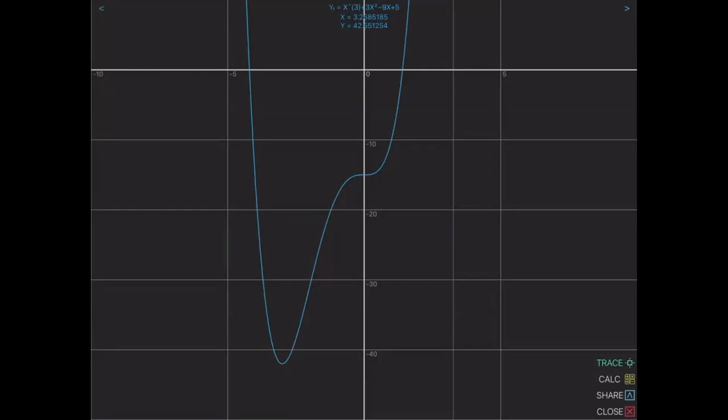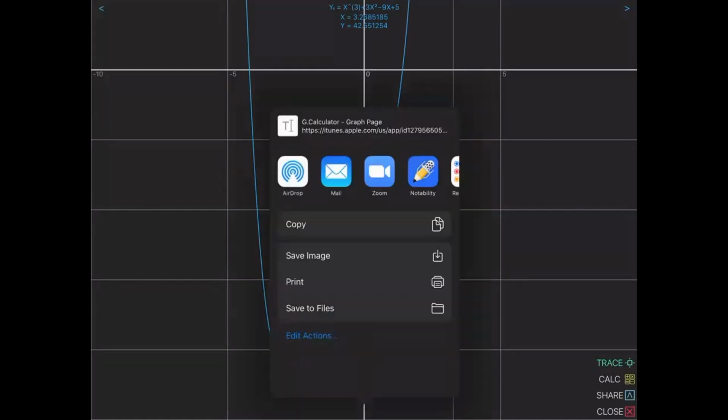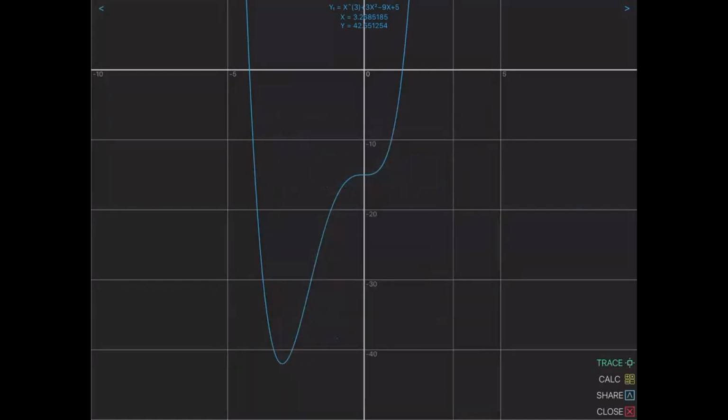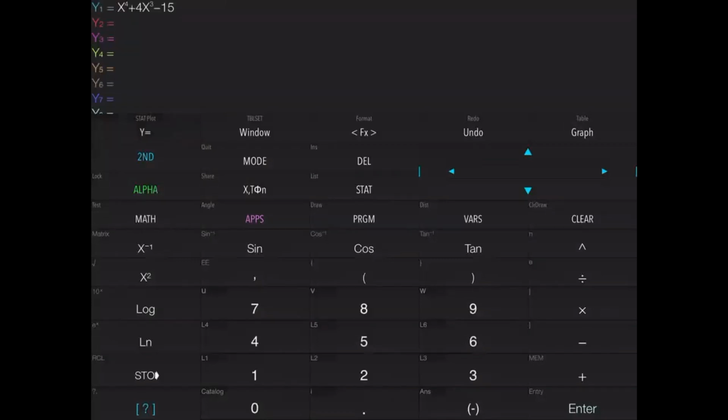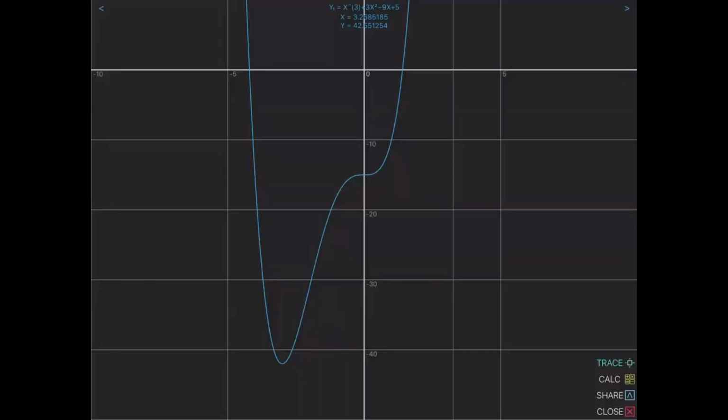Wait, hold on. Yeah, we can write that correctly. x to the 4th plus 4x cubed. There we go. Why is it showing this first equation? There we go. All right.